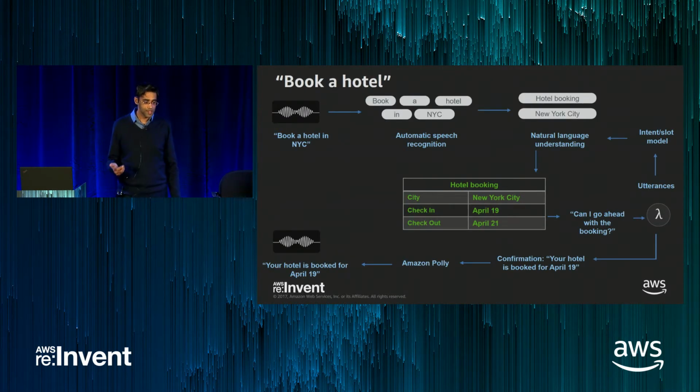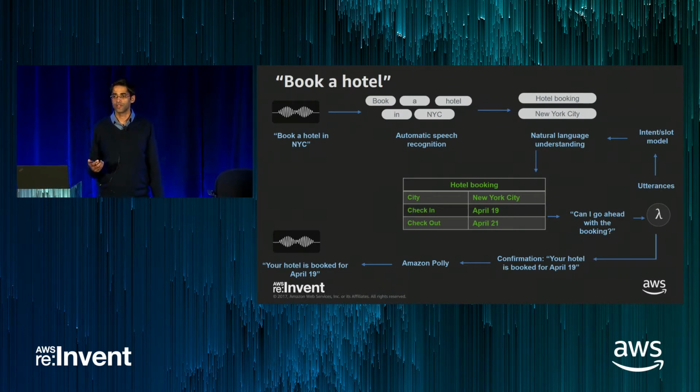Now, what does an interaction look like? Let's use an example. Let's say a user wants to book a hotel, and the user says, book a hotel in New York City, and this is speech input.